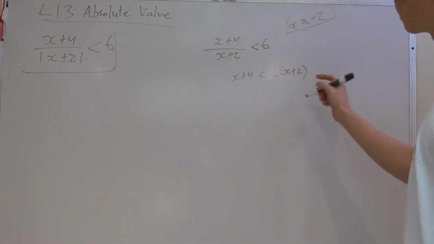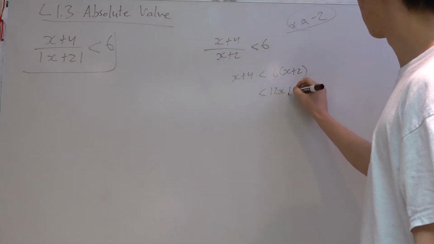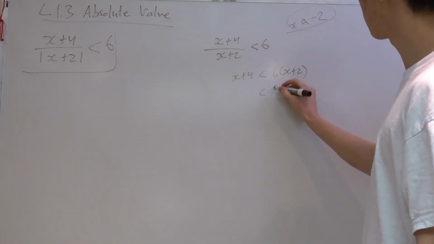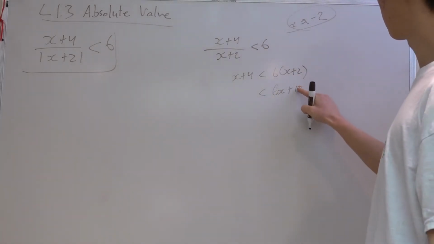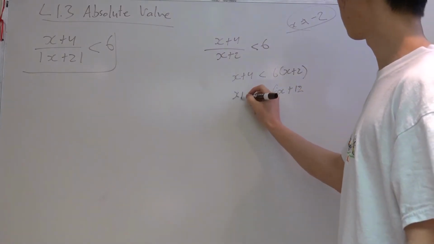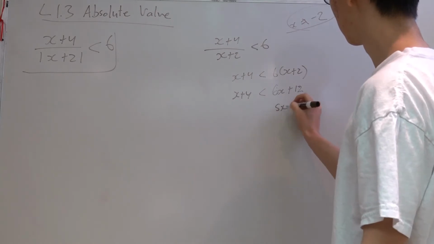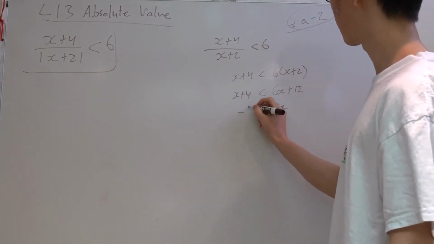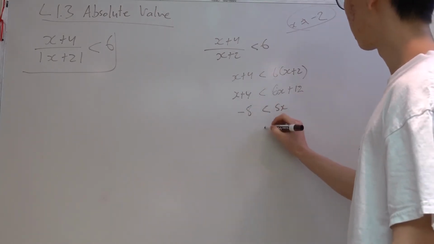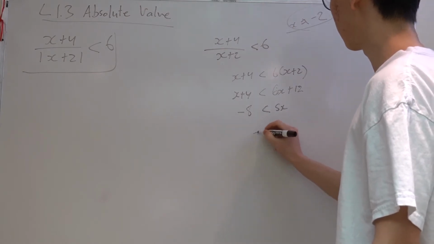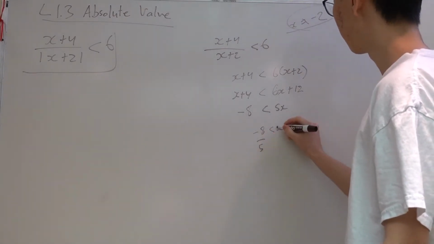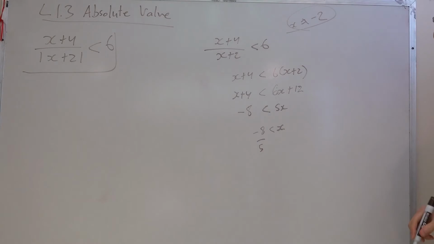So all we would do is we would expand this out. This becomes 6x plus 12. This here is x plus 4. You know, if you juggle things around, you'll get 5x is greater than negative 8, or in other words, x is greater than negative 8 over 5. And nothing too fancy happened there.